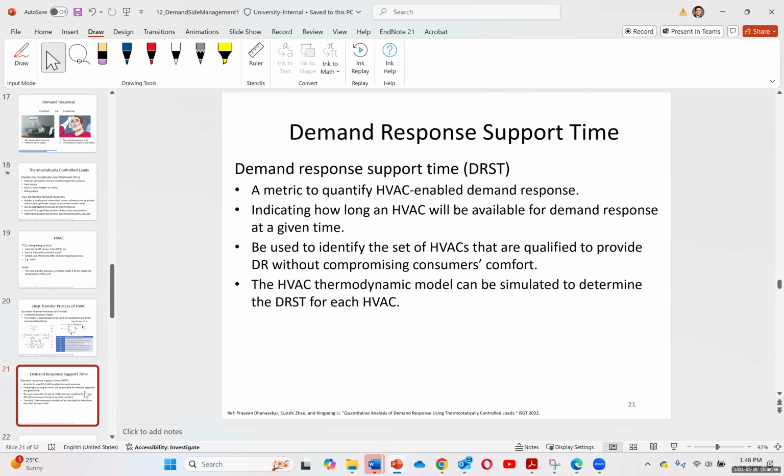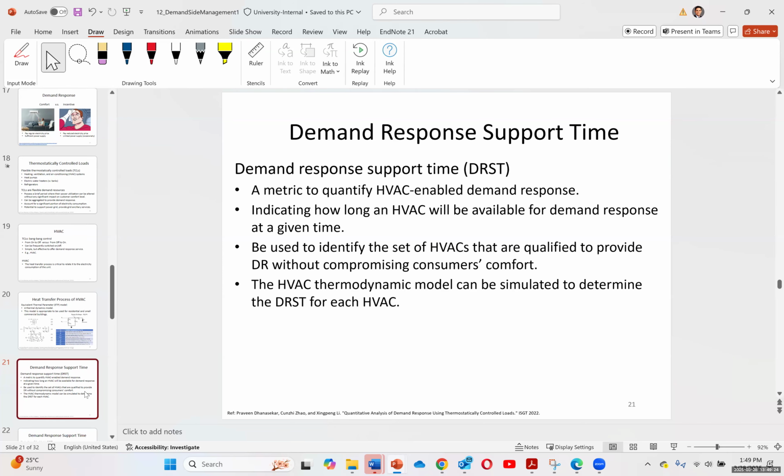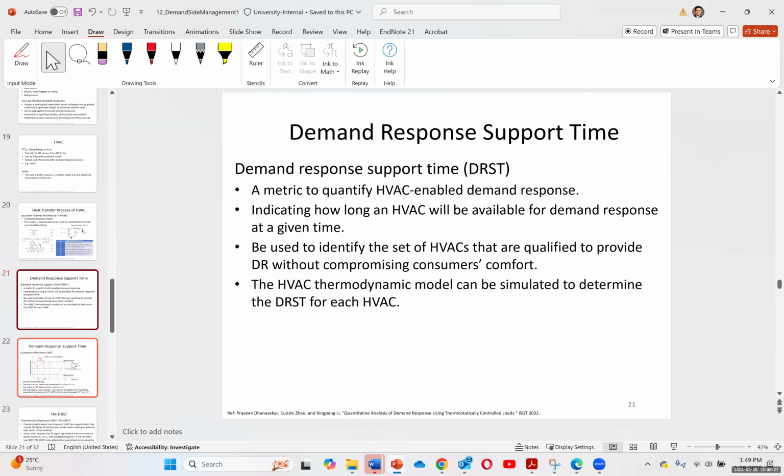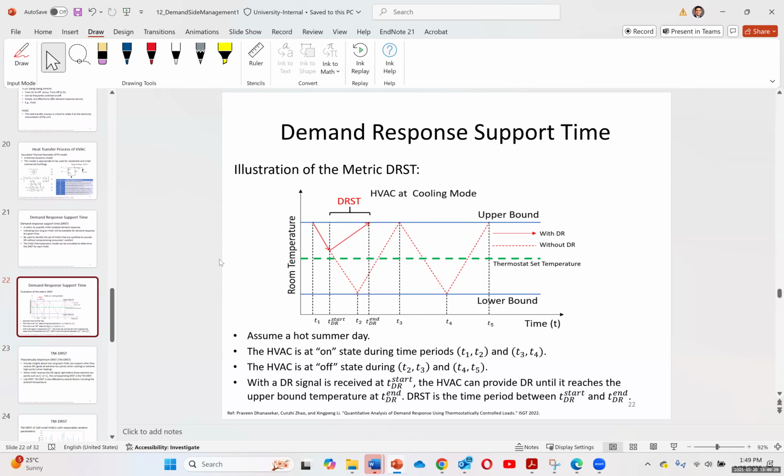The demand response support time is a metric to quantify HVAC-enabled demand response. It indicates how long an HVAC will be available for demand response at a given time, or can be used to identify the set of HVACs that are qualified to provide DR without compromising consumers' comfort. The HVAC thermodynamic model can be simulated to determine the DRST, or demand response support time, for each HVAC system.